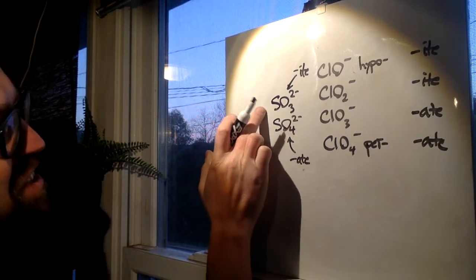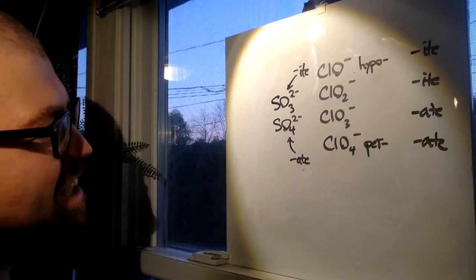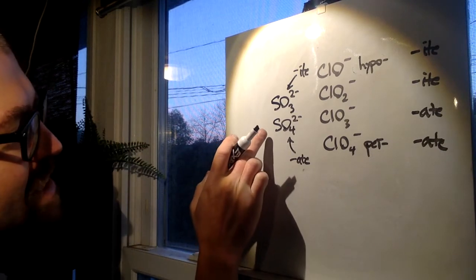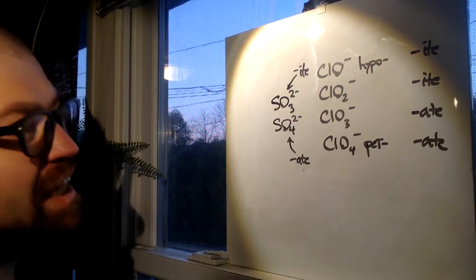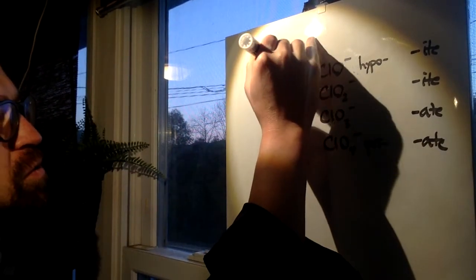So here we have sulfite and sulfate. And notice, again, both of these are 2 negative. And that really matches, if you will.